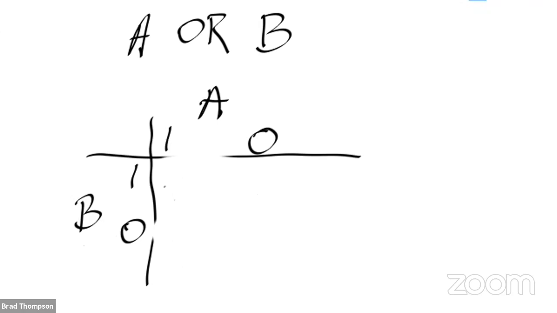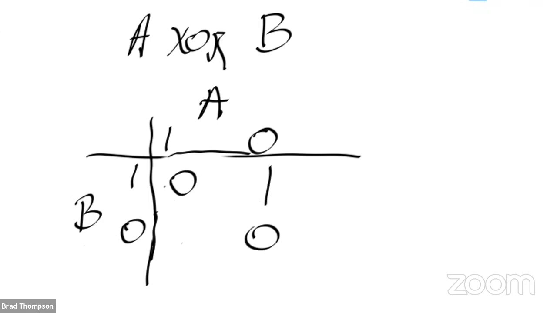So one that the book didn't talk about, but is still fairly important and useful: XOR, exclusive OR. This one is only true if exactly one of the inputs is true. So it's like exclusively or, not and, right?